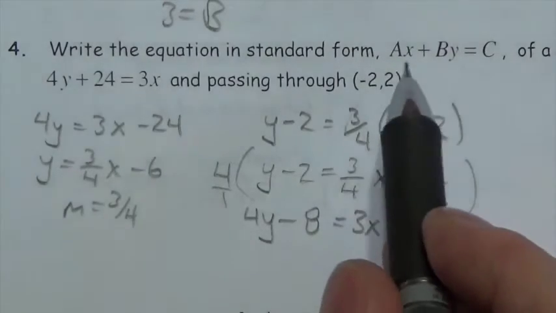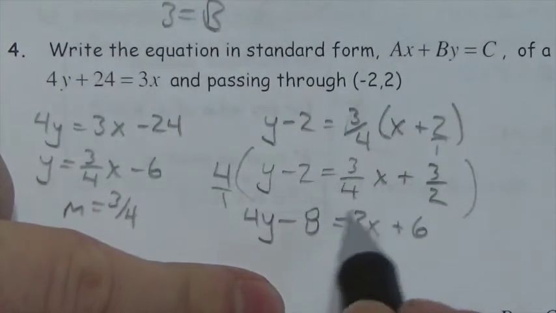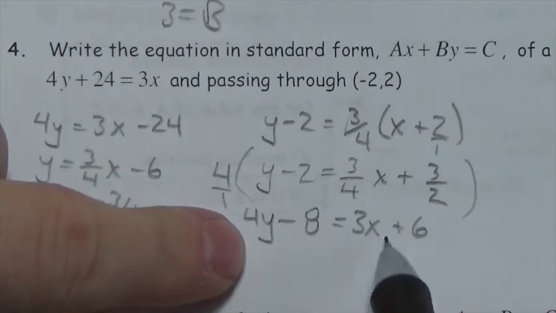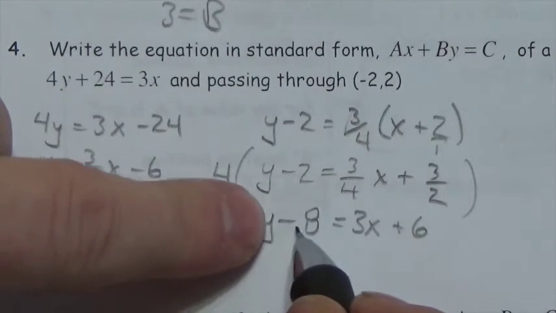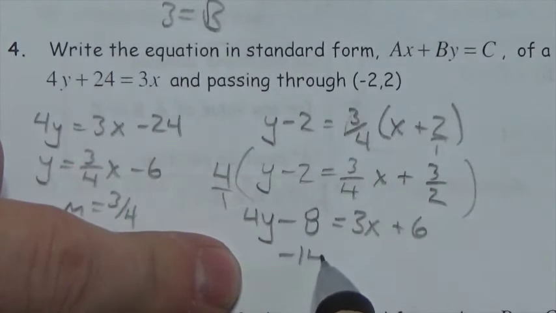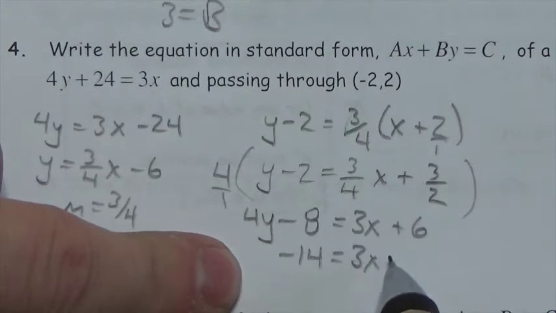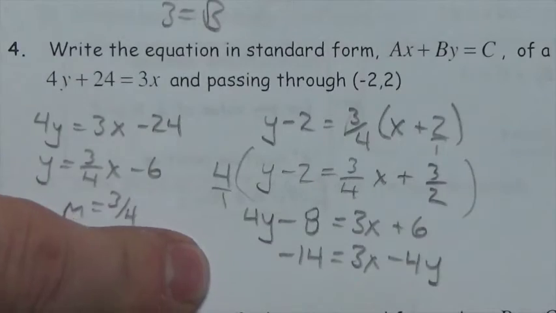Now, to get this into standard form, I want the x term and the y term on the same side, but I want the x term to be positive. So notice that the x term is positive right here. So I'll bring the 4y over, and I'll bring this 6 over to this side. So negative 8 minus 6 will be negative 14, will be 3x minus 4y.